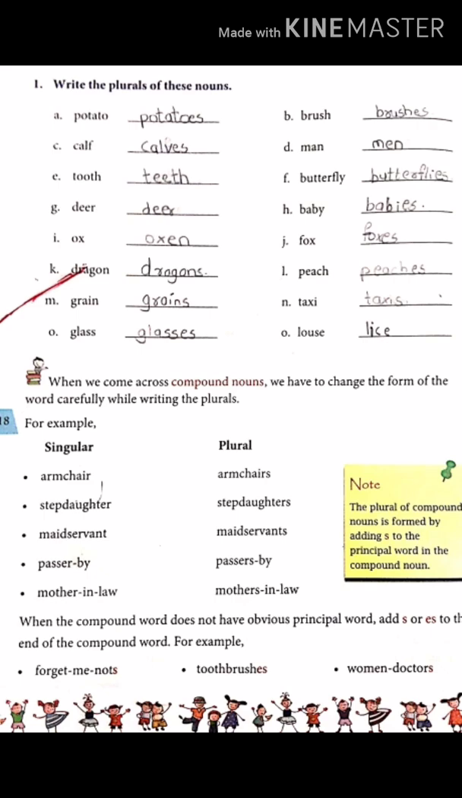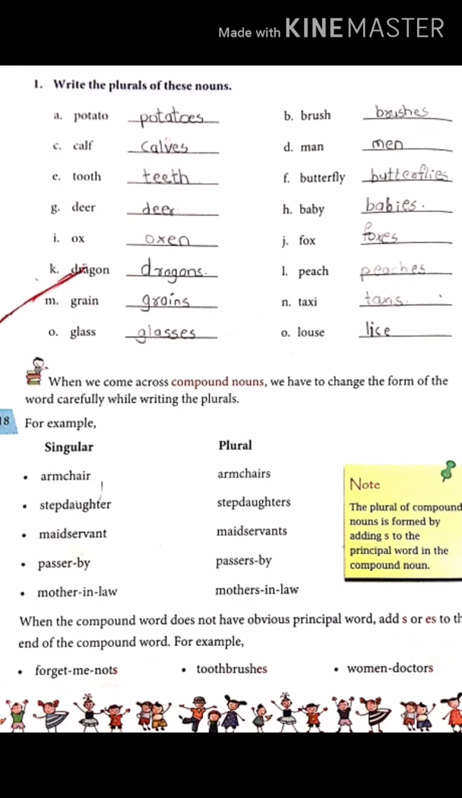When the compound word does not have an obvious principal word, add s or es to the end of the compound word. For example, forget-me-nots, toothbrushes, cupboards, check-ins, eyelashes, sunflowers. There's a note for you, my dear children. The plural of compound nouns is formed by adding s to the principal word in the compound word.